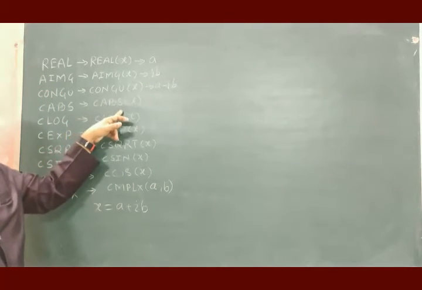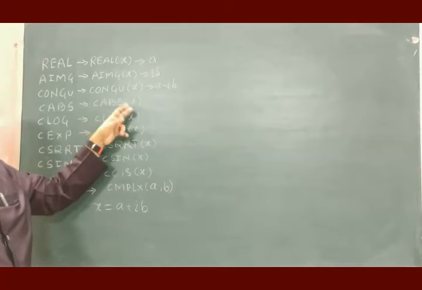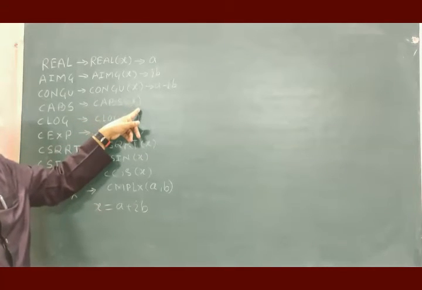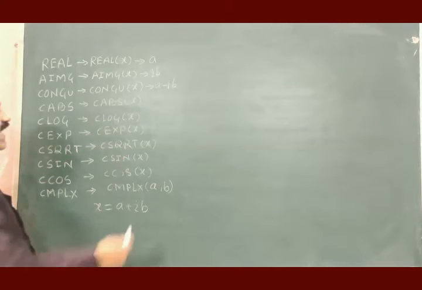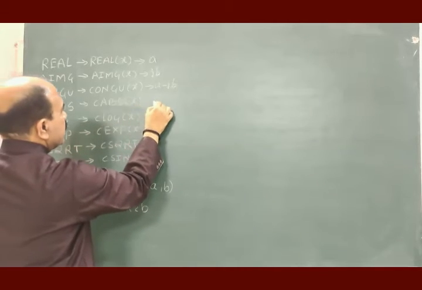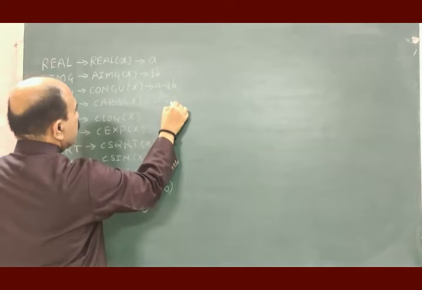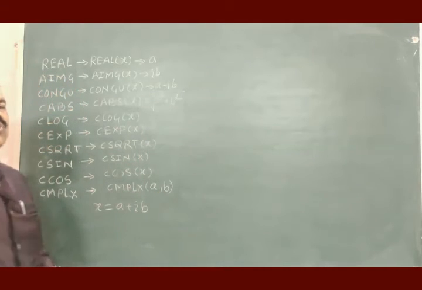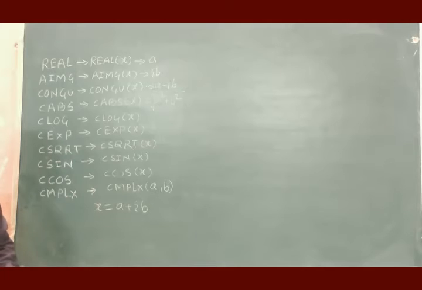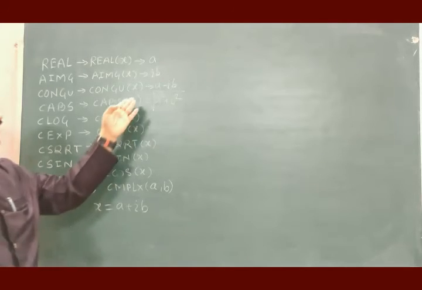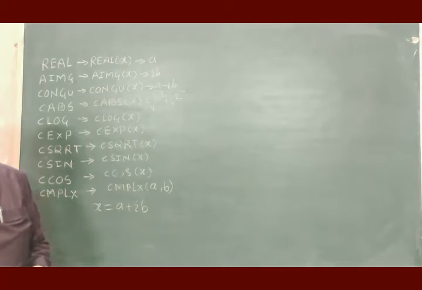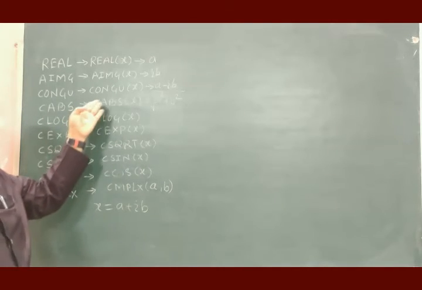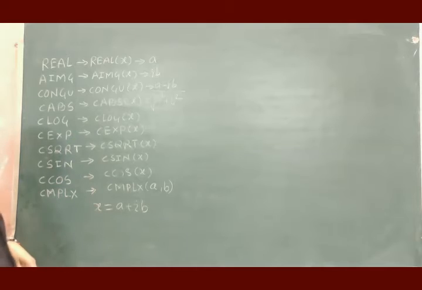CABS is the absolute value of the argument x. And what will be that? What word do we use for this in complex algebra? The word we use for this is modulus, which is nothing but the absolute value of the argument.